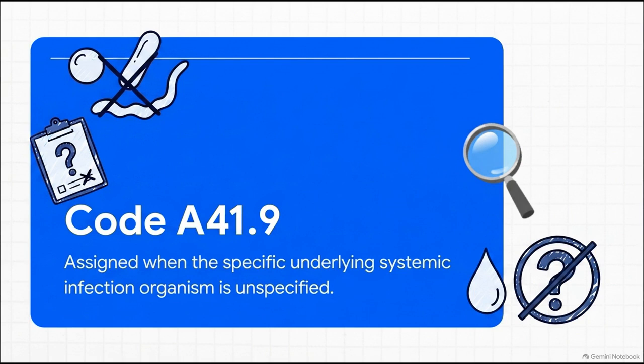But let's be real, clinical documentation isn't always perfect. If the infection type or the causal organism is completely left out of the record, well, that's when you assign code A41.9 for sepsis, unspecified organism. It's your default when the specific pathogen remains a mystery in the provider's notes.